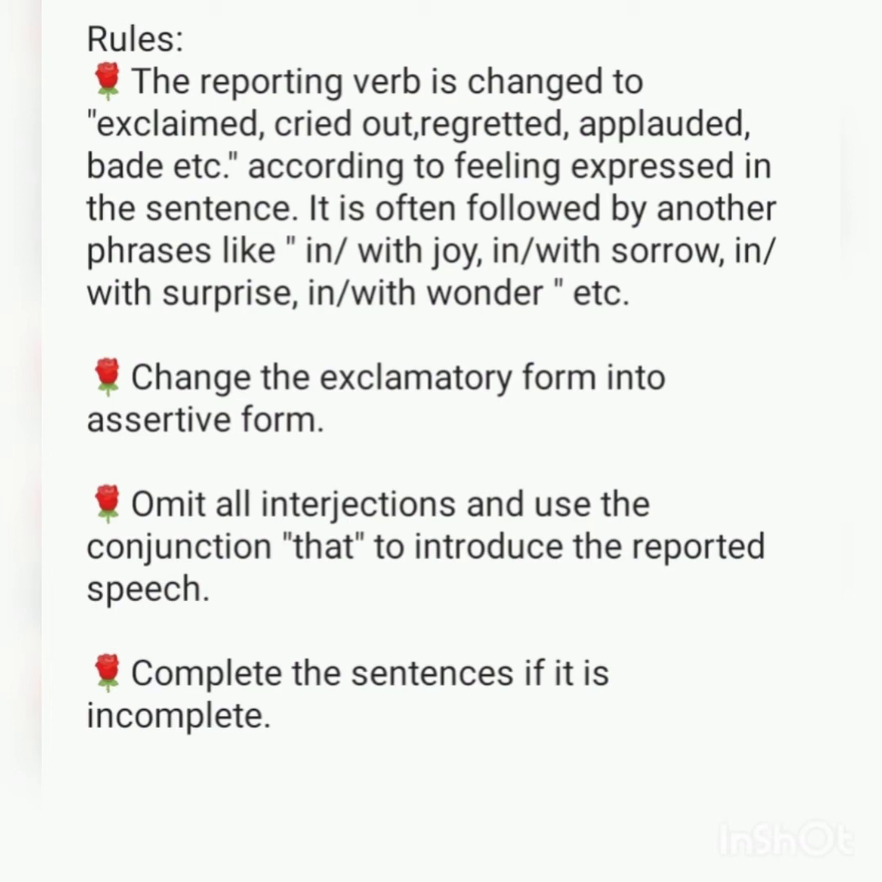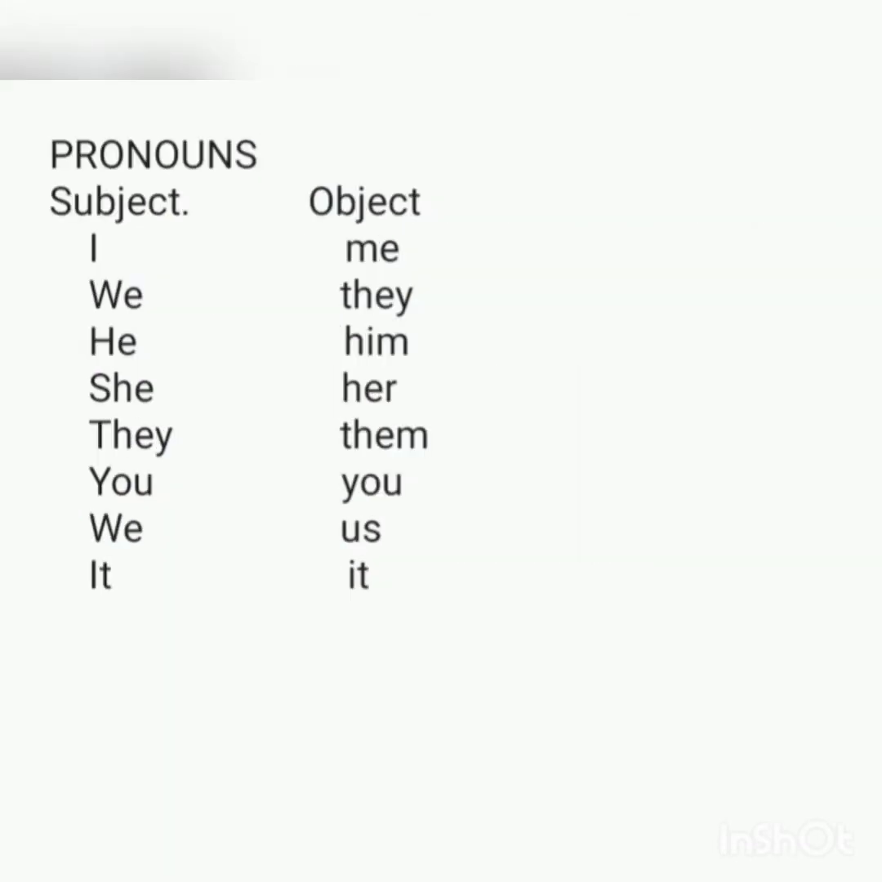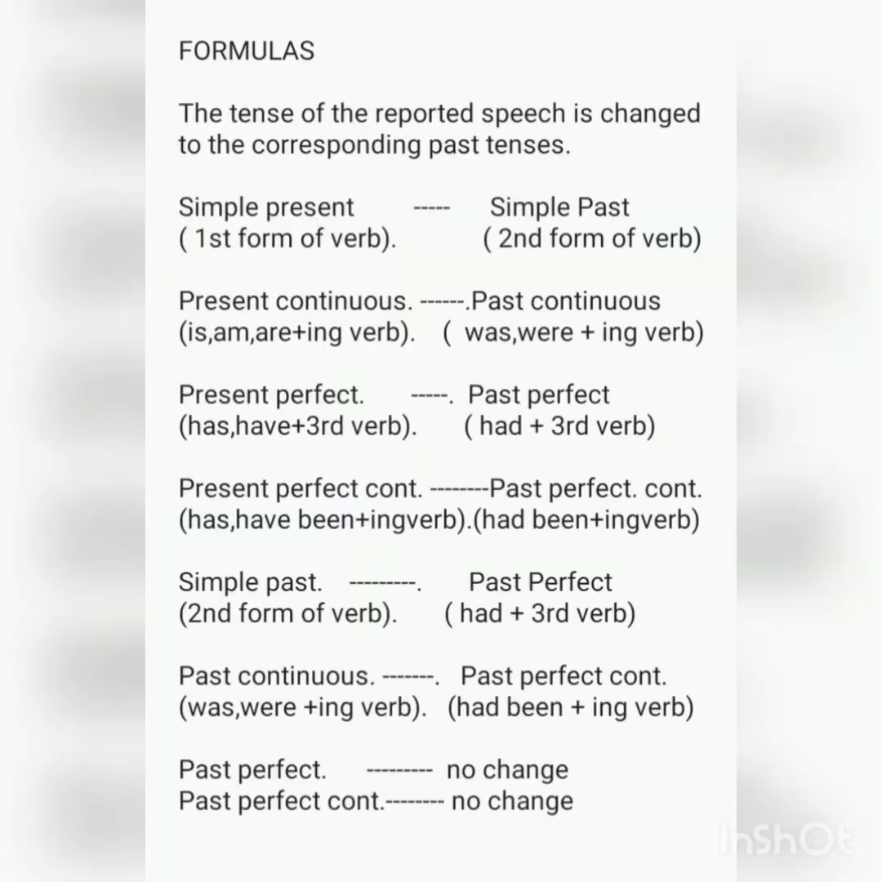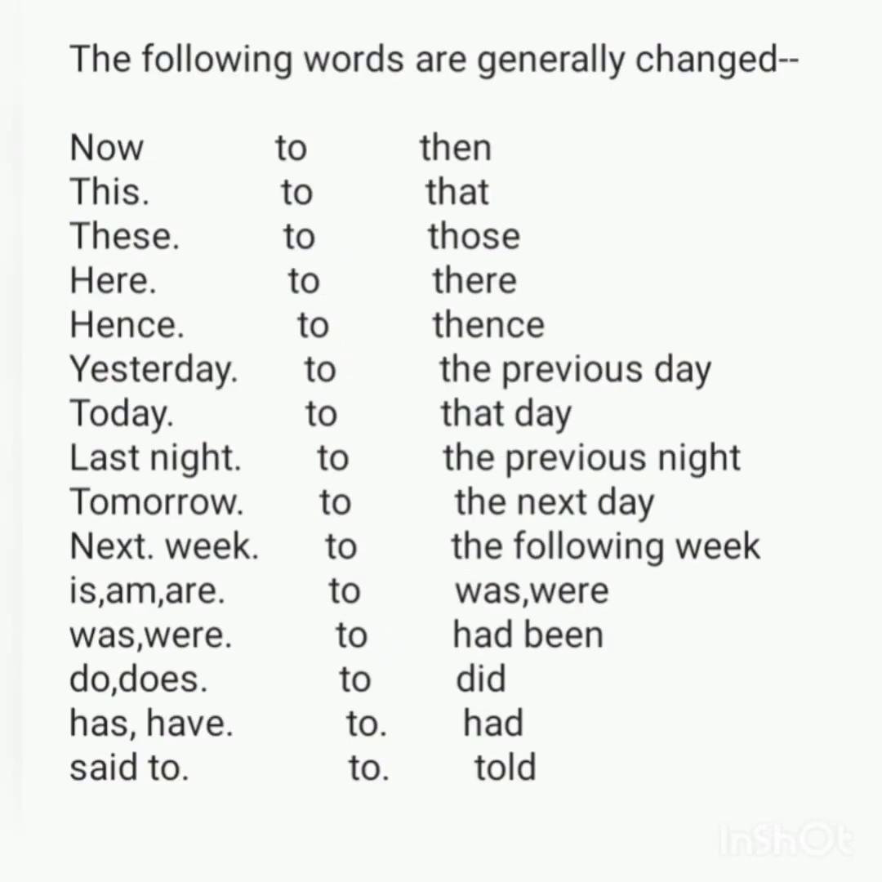Change the exclamatory form into assertive form. Omit all interjections and use the conjunction that to introduce the reported speech. Complete the sentences if they are incomplete. The rules for change of pronouns and tenses, etc., should be observed. Now let us learn how to change the direct speech into indirect speech through some examples.